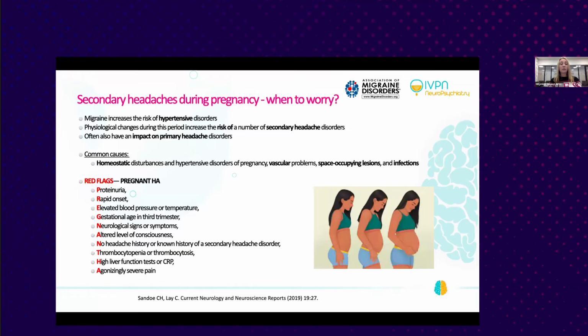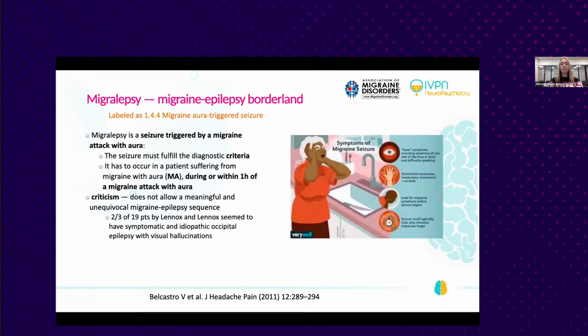And the acronym for it is pregnant HA, which means proteinuria, rapidly onsetting, elevated blood pressure or temperature, gestational age, yes, we said that, third trimester, present and concomitant neurological signs and symptoms, altered level of consciousness, no headache history or prior history of a secondary headache disorder, thrombocytopenia or thrombocytosis, high liver function tests or CRP, and agonizing severe pain. And the last one of our borderland syndromes is migralepsy.